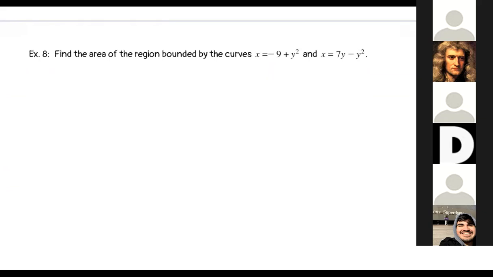How is this different from the examples we've taken a look at before? They are y equals instead of x equals. Fantastic. Okay. So let's go ahead and draw some pictures.